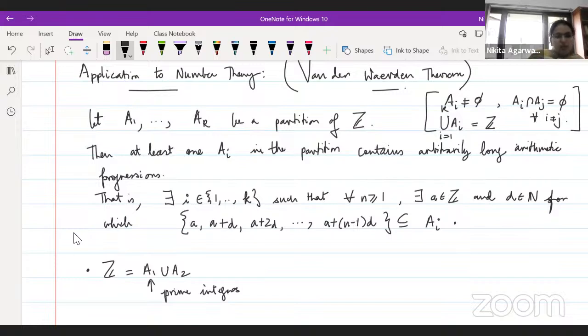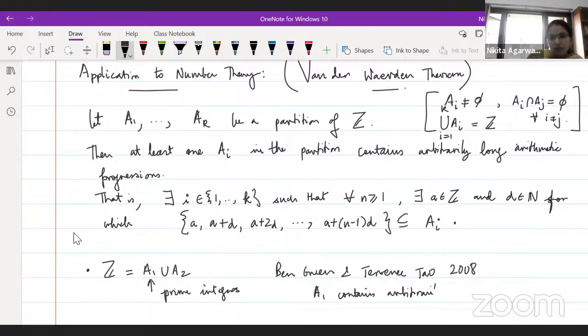And this answer was proved by Ben Green and Terence Tao in 2008, where they proved that A1 contains arbitrarily long APs. And they used ergodic theory to prove this theorem. And this theorem is proved using the generalized Birkhoff recurrence theorem, which I just stated.